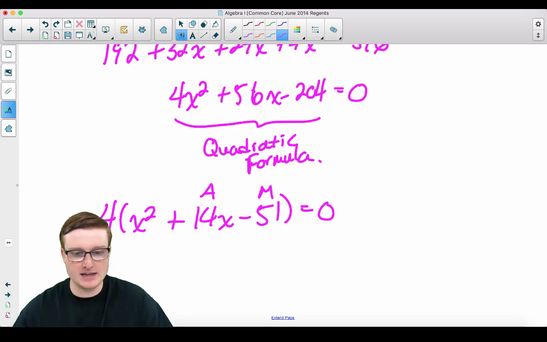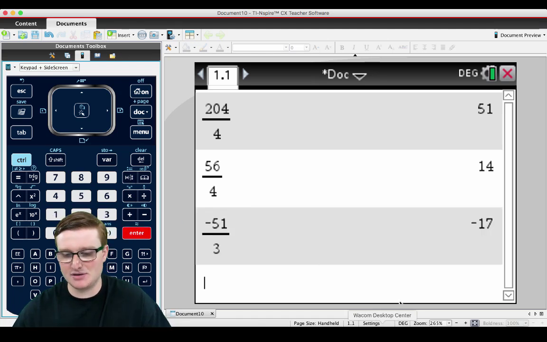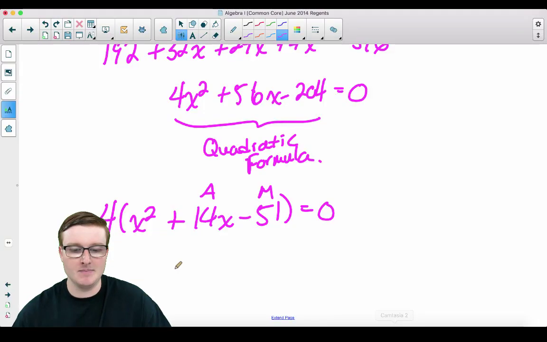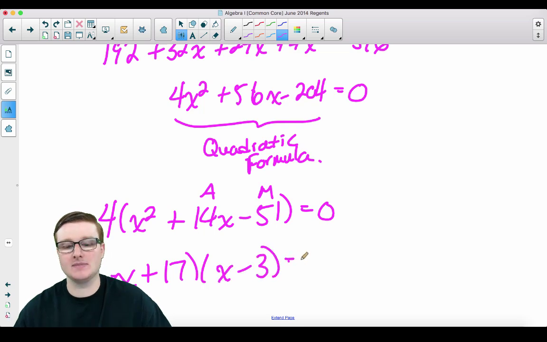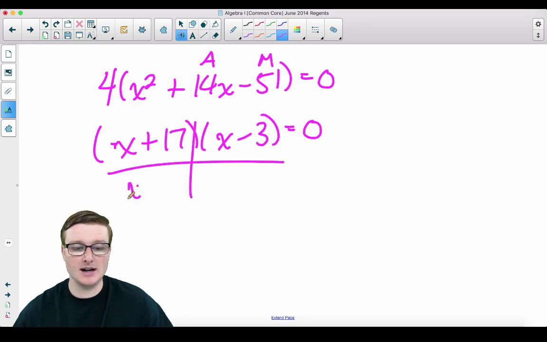Now, to determine what adds to 14 and multiplies to give you negative 51, I believe if you take negative 51 and divide it by 3, that works. Yeah, negative 17 and 3. So you get x plus 17 and x minus 3, and set that equal to 0, because 17 plus negative 3 is positive 14, and 17 times negative 3 is negative 51. Now x is equal to negative 17, and x is equal to 3.